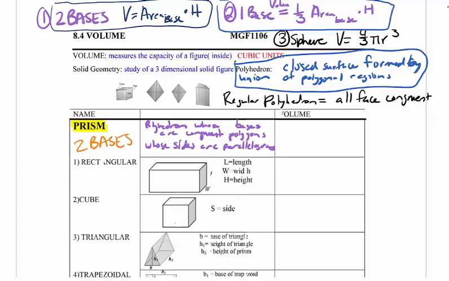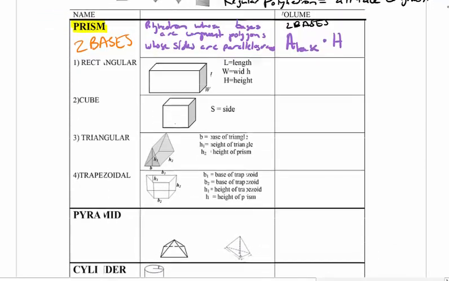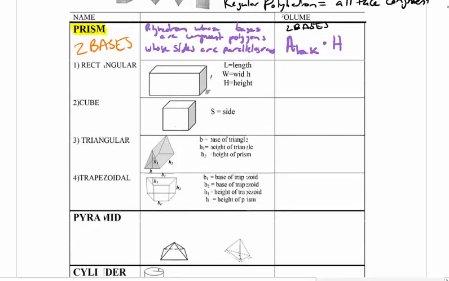So my formula for a prism, any prism, it has two bases. Since it has two bases, my formula is area of the base times the height. So now we're going to look at samples of these. These are not the only prisms, but the first one we're going to look at is a rectangular prism. That means that the base, the two bases, are rectangles. Since it's a prism, it's a rectangular prism.